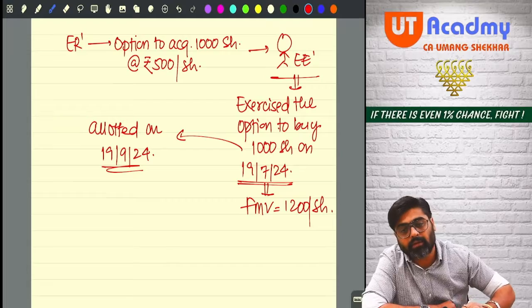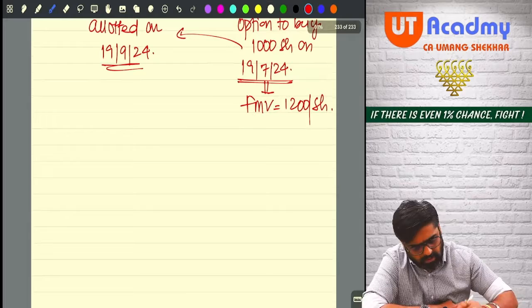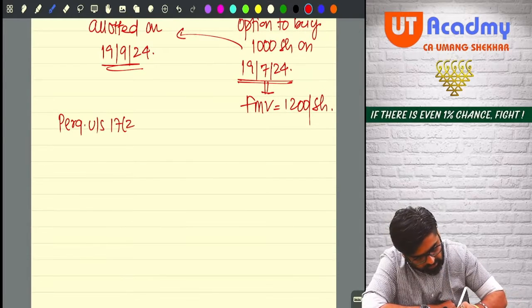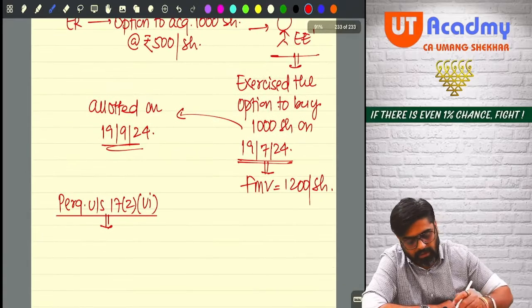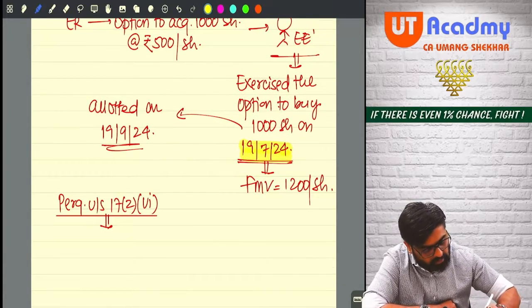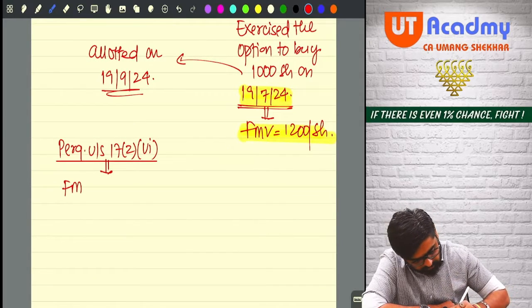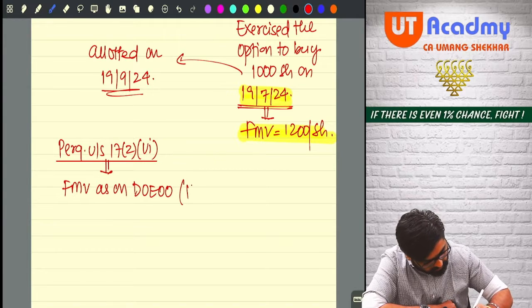Now based on this, they are telling you to calculate the taxable value of perquisite and when that perquisite will be taxable. So very simple. Perquisite will be under section 17 subsection 2 clause 6, and this perquisite will be calculated by taking the fair market value as on the date of exercise of option. So this was the date of exercise of option and the fair market value is also given. What was the fair market value as on the date of exercise of option, which is 19th of July 2024? Yes or no? The fair market value was 1200 per share.